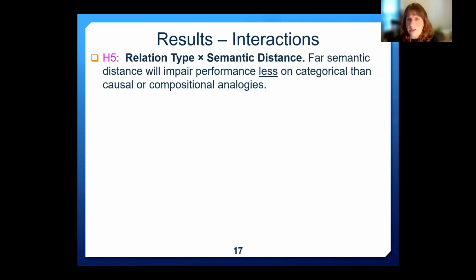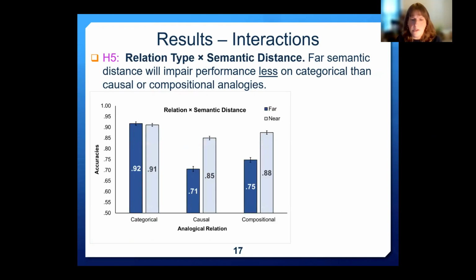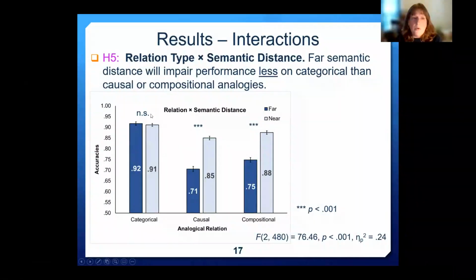And in terms of relation type and semantic distance, the prediction was that far semantic distance will impair performance less on the categorical than the causal or the compositional analogies. And that's also what we found. As you can see here, a reliable interaction, and actually not only less, but no impairment at all of semantic distance on the categorical relations.